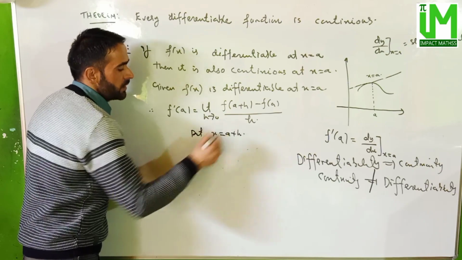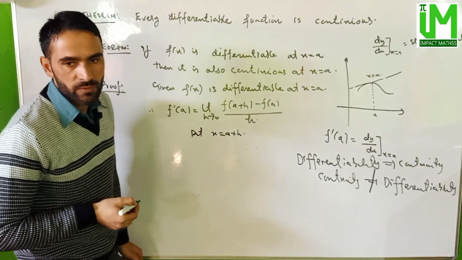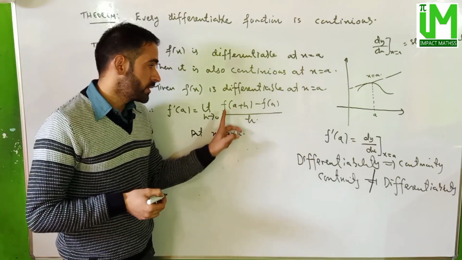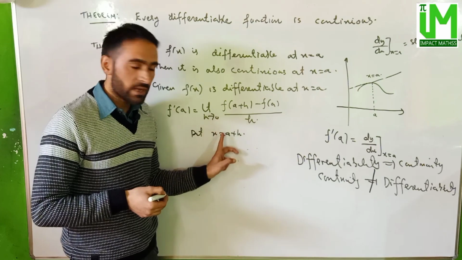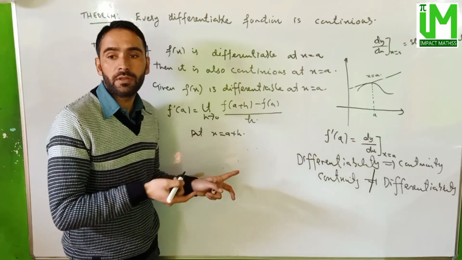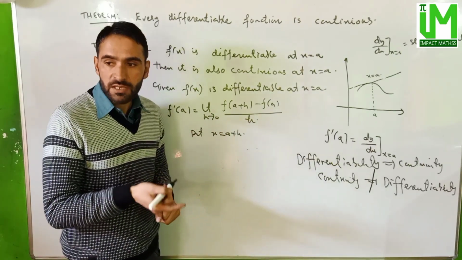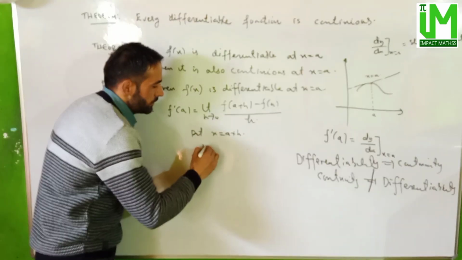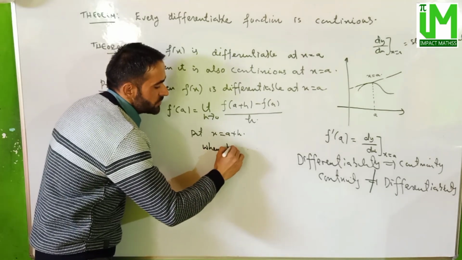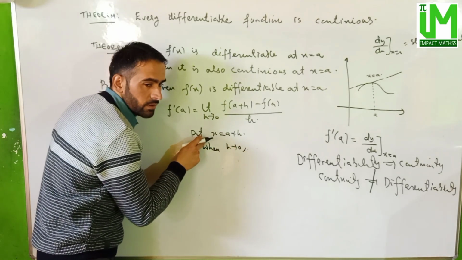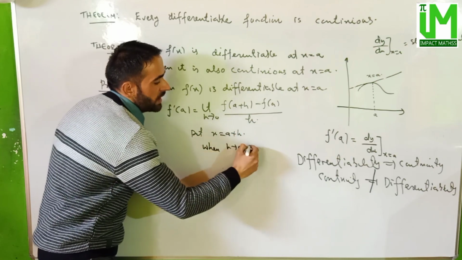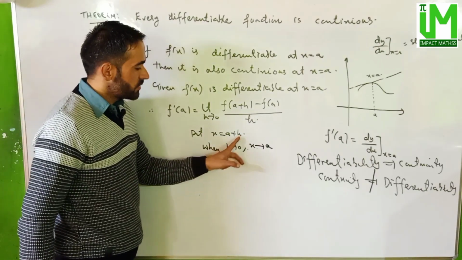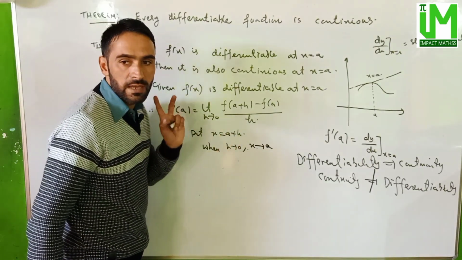Now if we put x equal to a plus h, a change of variable, then we'll change the limits as well. So put x equal to a plus h. When h tends to 0, where will x tend to? h tends to 0, so x will tend to a.